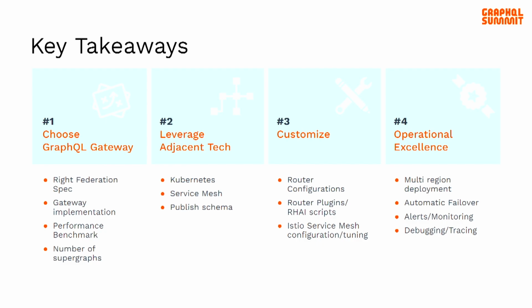Third, make sure you can customize it. Because when we started off, we never thought that we would require a response header propagation back to the client. There would always be some sort of request that would come based on the use cases. So make sure you can customize it at all layers. It could be at the service mesh layer or the router layer or any other layer that you're using.